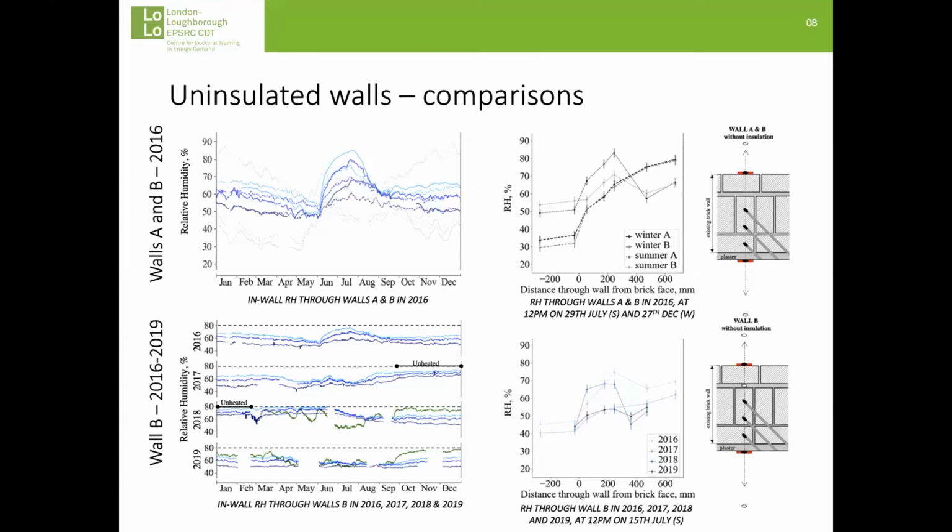These are measured at the same time on the same day in winter and summer for each wall. And the differences in the centre of the wall in the summer are most pronounced. In the bottom row, the data for wall B for years 2016 to 2019 is presented, and the plot on the right shows the same day in summer for the 4 years. Again, the impact of the room being unheated for winter 2017 to 2018 is notable.